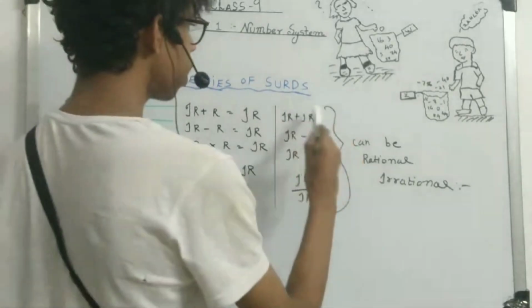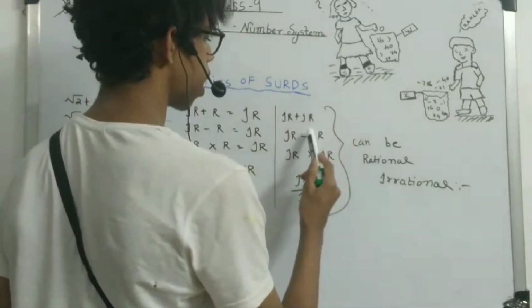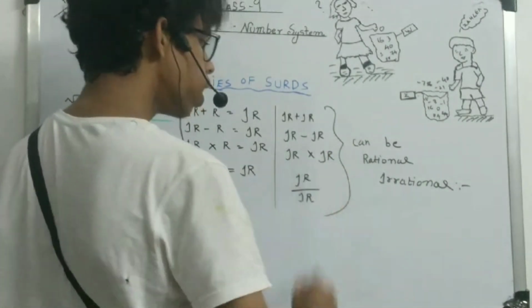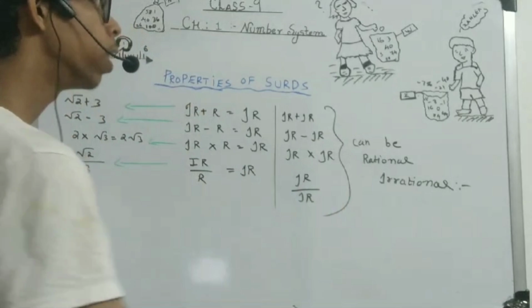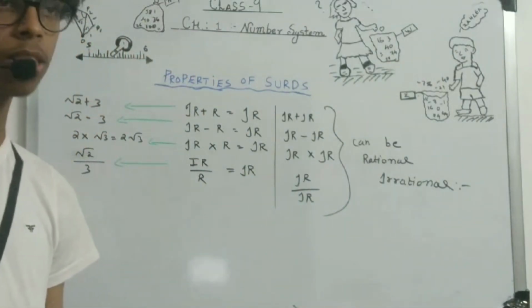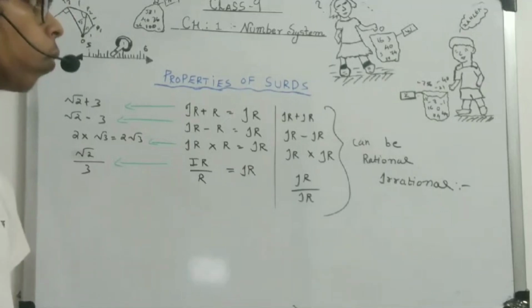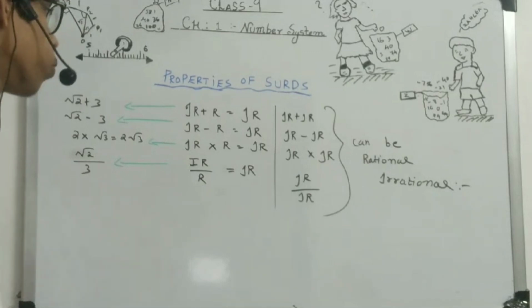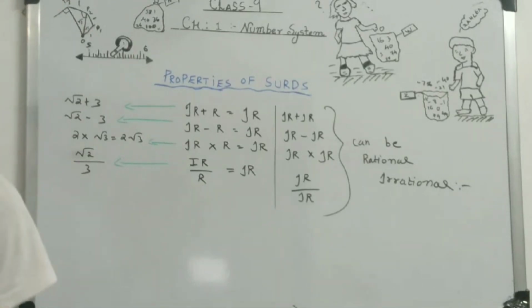Now, if we are adding an irrational number plus an irrational number, or irrational minus irrational, irrational into irrational, or irrational divided by irrational, the answer can be a rational number or an irrational number. It depends upon question to question. Okay, so these are a few points that you should keep in your mind because we may require them in our questions.